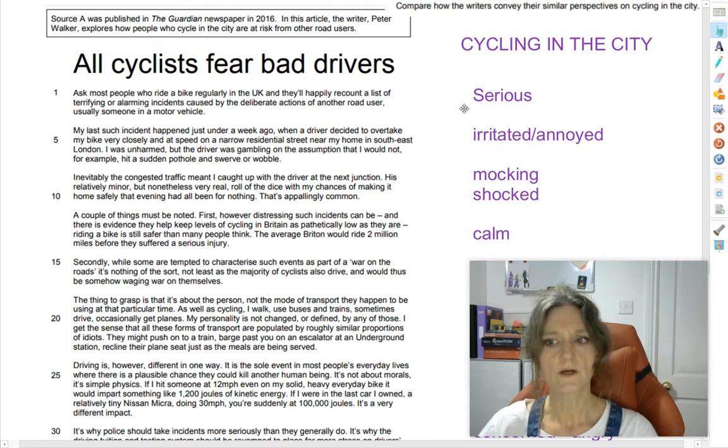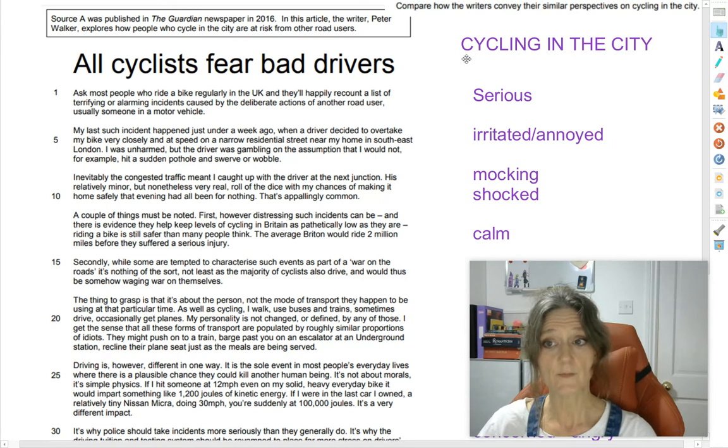What kind of mood words can you use to describe each section? So this guy, what's he called? Peter Walker, he starts off, "Ask most people who ride a bike regularly in the UK, they'll happily recount a list of terrifying or alarming incidents caused by the deliberate actions of another road user, usually someone in a motor vehicle." I've put serious there. You could also add accusatory, so it's like he's accusing these motor vehicle drivers here. Then he goes on to give a personal anecdote. "My last such incident happened just under a week ago." And in this bit, he seems really irritated and annoyed.